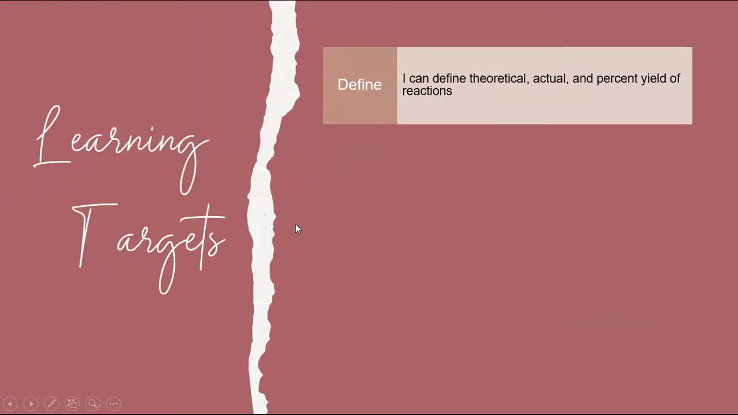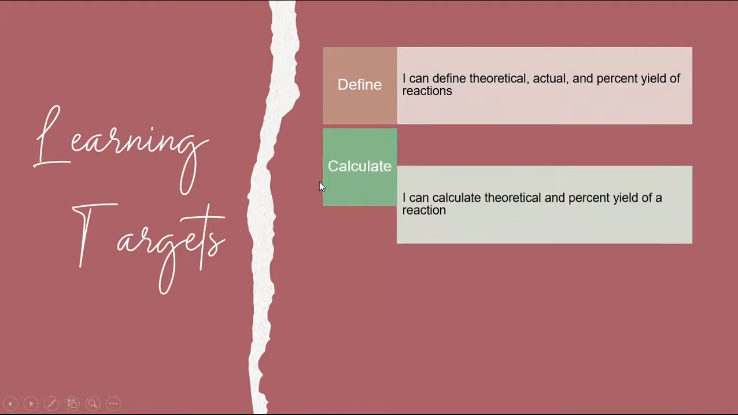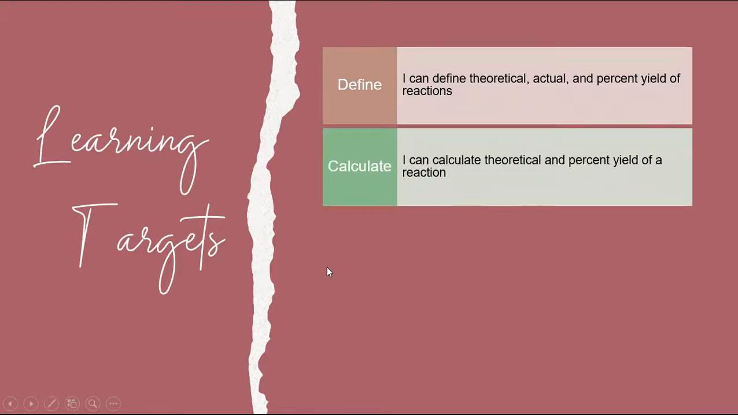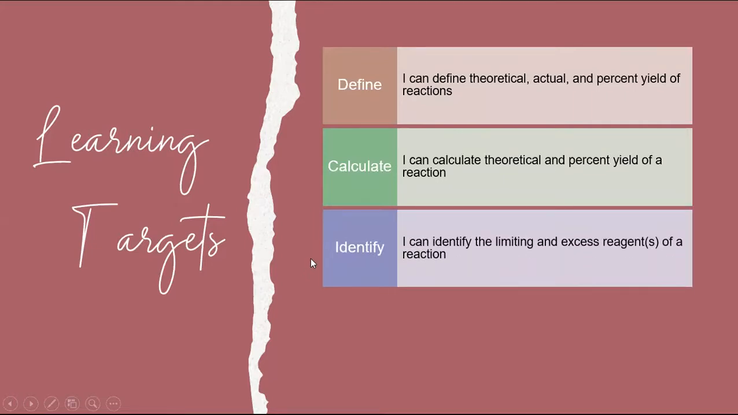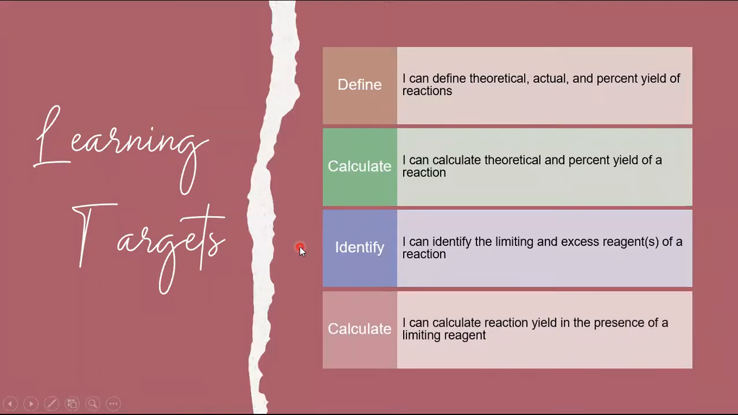So for your learning targets, number one, to define theoretical and actual percentage yield of the reactions. Second is to calculate theoretical and percent yield of a reaction. Number three is to identify the limiting and excess reagents of your reaction. The fourth one is to calculate reaction yield in the presence of a limiting reagent.